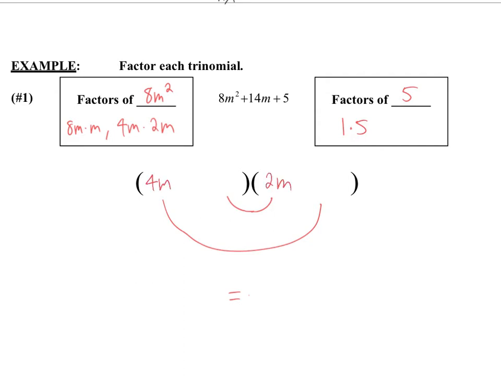Now where should I put the values so that it's going to add to 14 in the middle? Well, if I put plus 5 right here, and plus 1 right here, you can see 5 times 2m is going to be 10m, and 4m times 1 is going to be 4m. What does that add up to? Well, that adds up to 14m. This is the correct factorization.